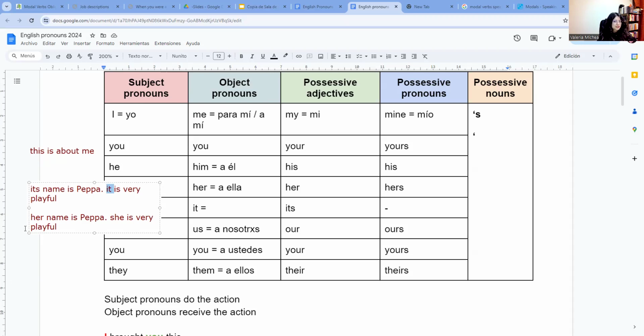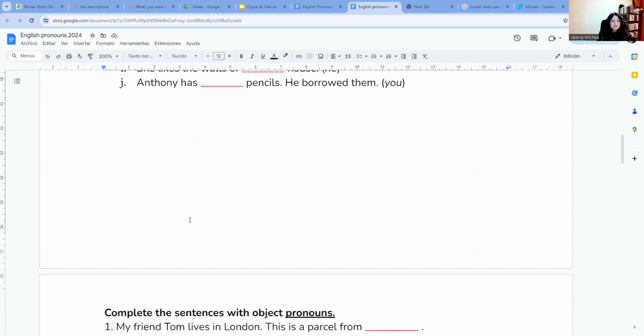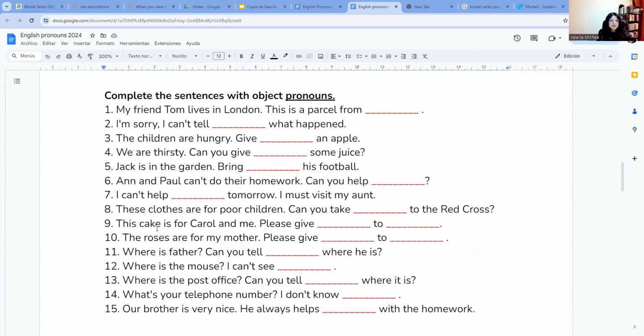Now let's go back. Let me clear everything. It is always kind of a tricky pronoun for us. Now let's complete some exercises. Not all of them, but just a few to see how we're doing. Because as Rodri said, I love homework, so I'm going to give you homework. Of course, I'm going to give you homework, but it's going to be kind of a different one. Anyways, we are going to complete the sentences with object pronouns. What are object pronouns? The ones that go at the end. Let's read number one and see how it goes.